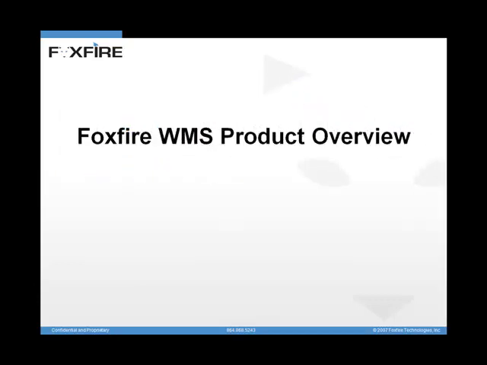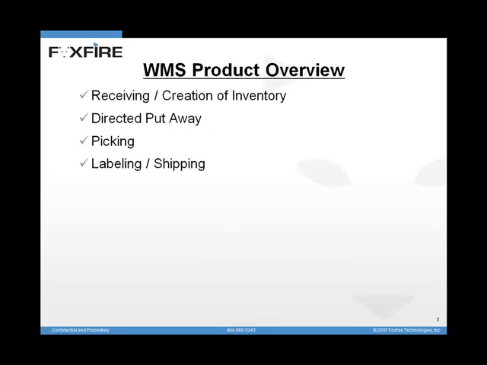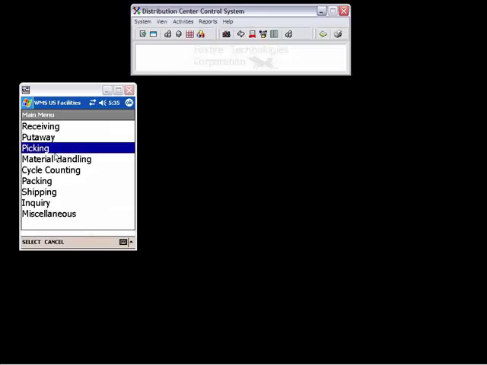Foxfire WMS Product Overview. Topics include receiving, creation of inventory, directed put away, picking, labeling, and shipment. And let's go and do a little bit of picking to go with this.